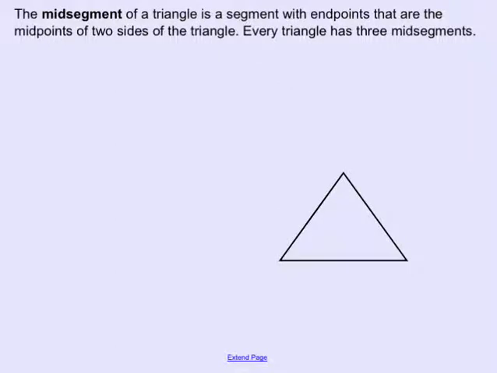Now let's take a look at this idea of a mid-segment. The mid-segment of a triangle is a segment with endpoints that are midpoints of two sides of the triangle. Every triangle has 3 mid-segments. So that's kind of confusing, okay? So let's take a look at this.